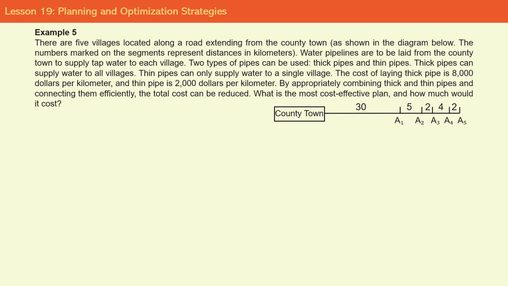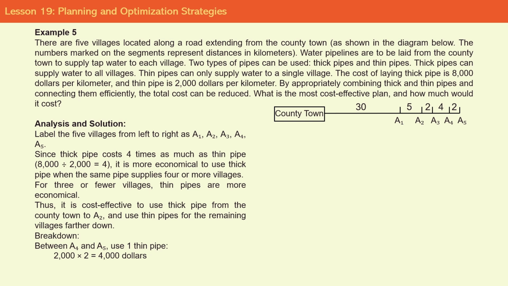The cost of laying thick pipe is $8,000 per kilometer, and thin pipe is $2,000 per kilometer. By appropriately combining thick and thin pipes and connecting them efficiently, the total cost can be reduced. What is the most cost-effective plan, and how much would it cost?